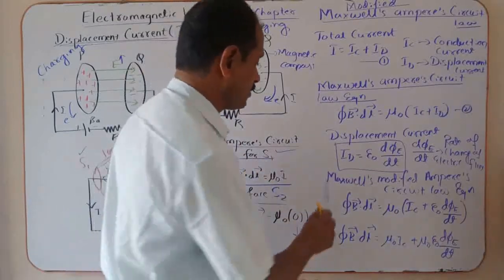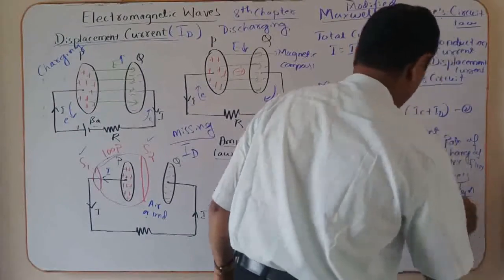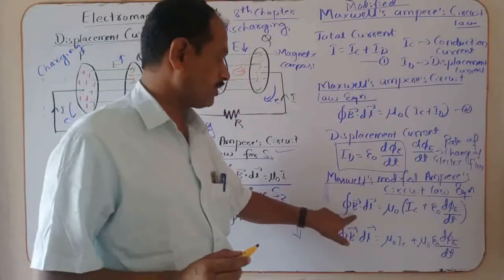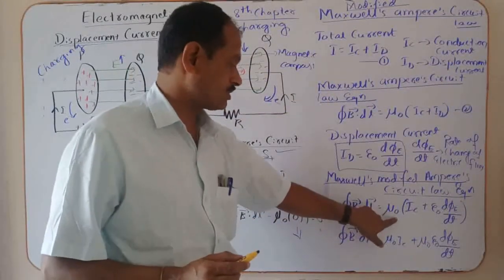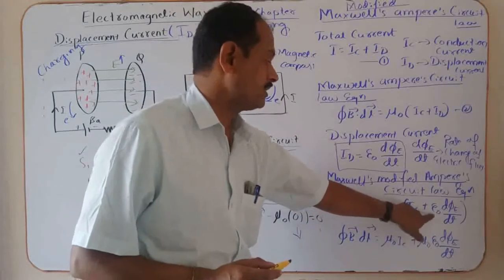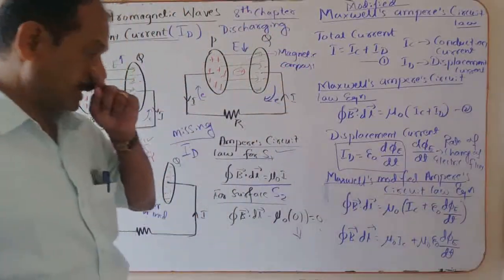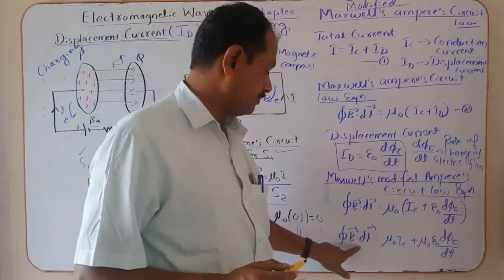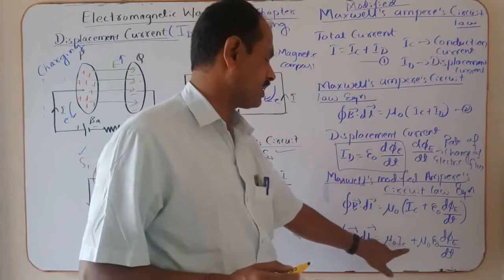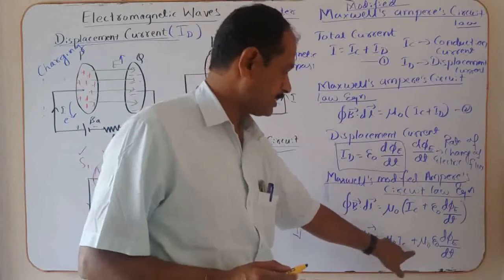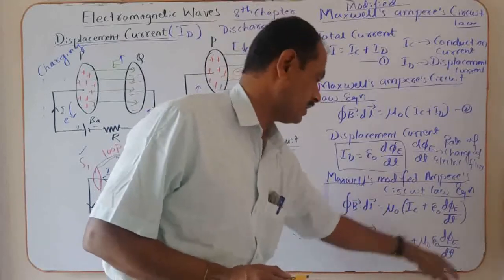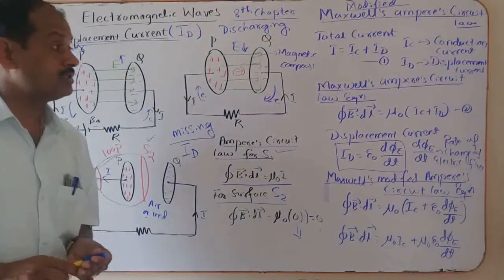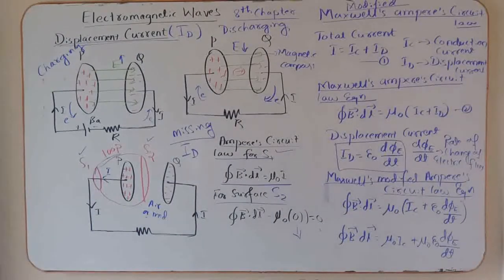Now, suppose you ask the question, Maxwell's modified Ampere circuit law equation. At that time, integral over vector B dot vector dl is equal to mu naught into bracket IC plus epsilon naught d phi E divided by dt, or integral over vector B dot vector dl is equal to mu naught IC, conduction current, plus mu naught epsilon naught d phi E divided by dt. This is the explanation about the displacement current and Ampere's modified, that is Maxwell's modified Ampere circuit law equation.